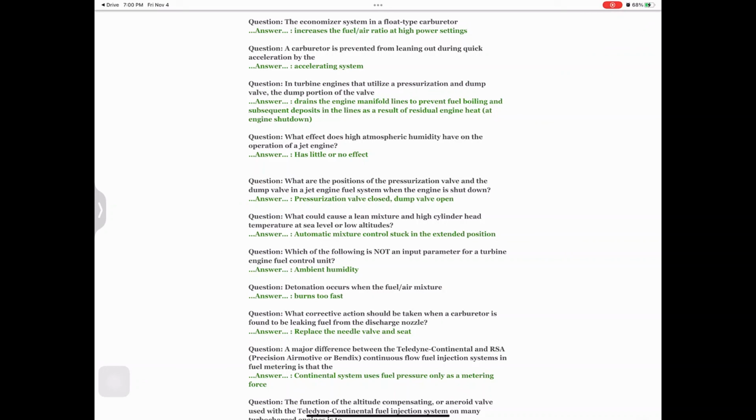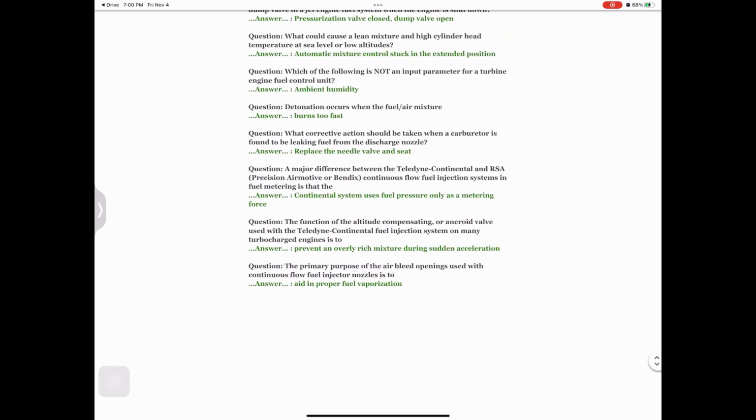Question: A major difference between the Teledyne Continental and RSA, Precision Aeromotive or Bendix continuous flow fuel injection systems and fuel metering is that the, answer, Continental system uses fuel pressure only as a metering force.